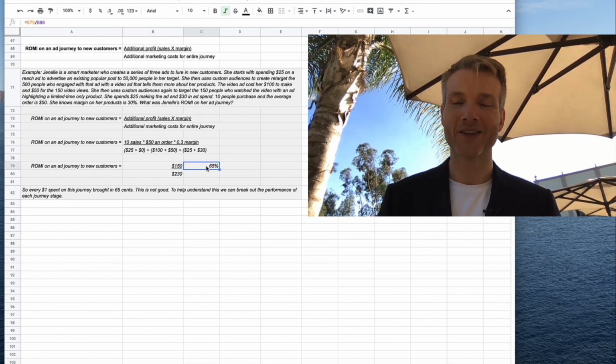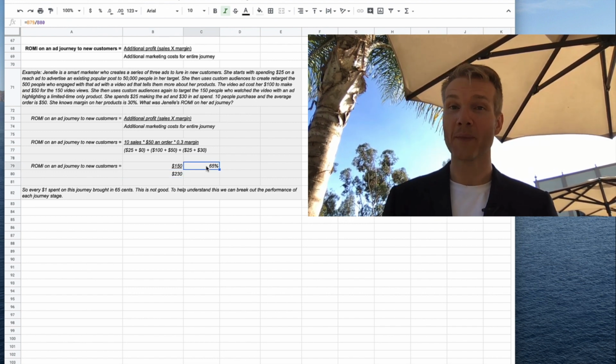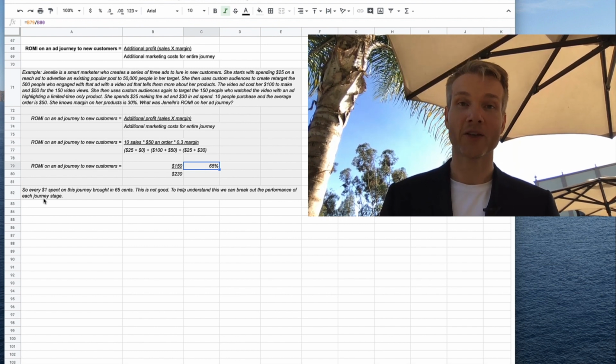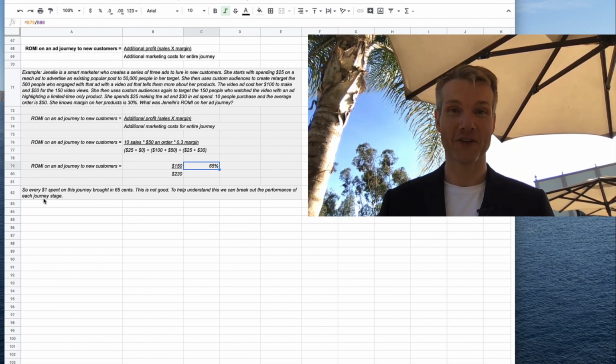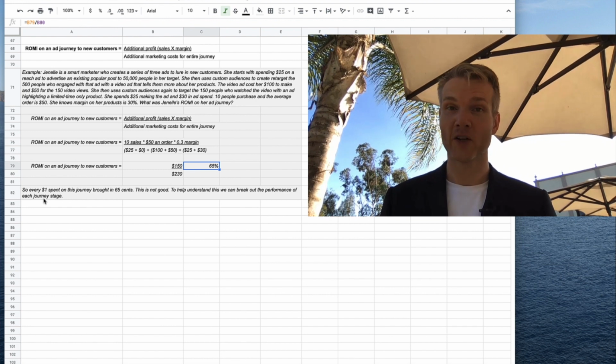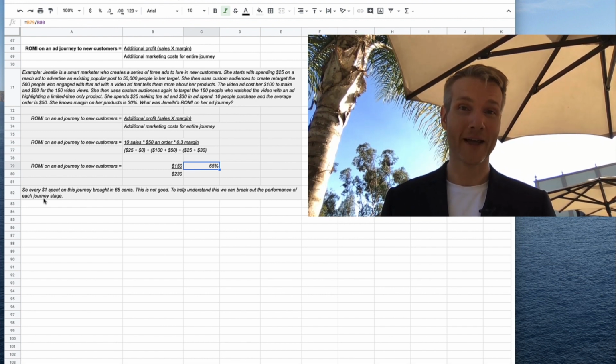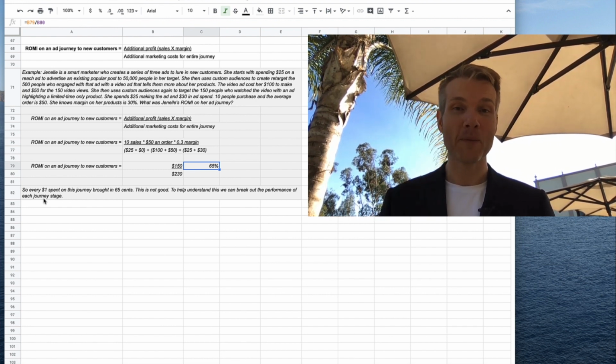So her ROMI is 65%, which is not amazing. Here we see that she's spending $1 to basically earn back 65 cents, which is not a good investment. You would not want to do that every day. However, maybe there's something else to consider.